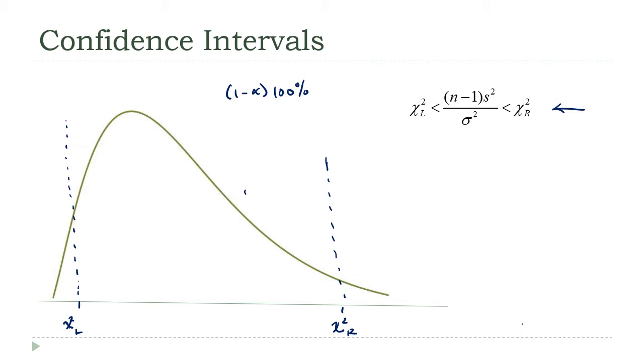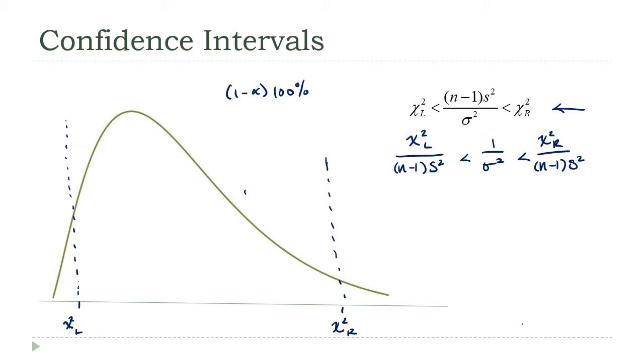So what I want to do now is solve this for sigma squared. Right, so let's say I'm going to divide both sides by n minus 1 s squared. So this becomes chi squared L over n minus 1 s squared is less than 1 over sigma squared is less than chi squared R over n minus 1 s squared. And that's fine. I don't need to worry about the direction of the inequality. N minus 1 is positive, s squared is positive. Right, so I know I didn't just divide by a negative number.